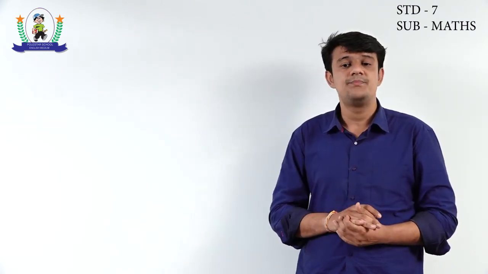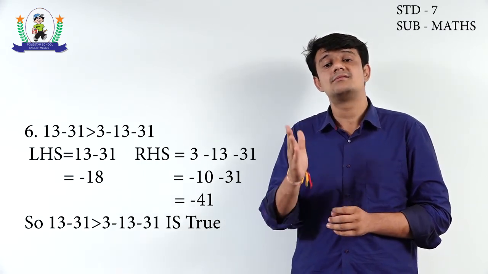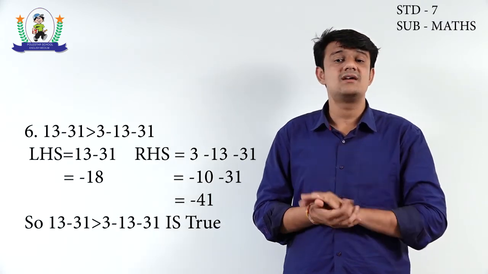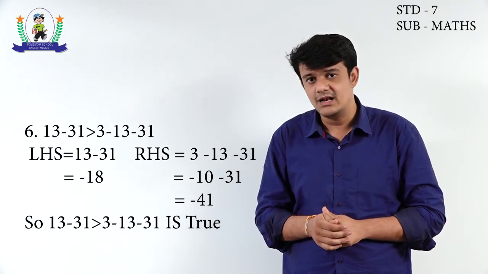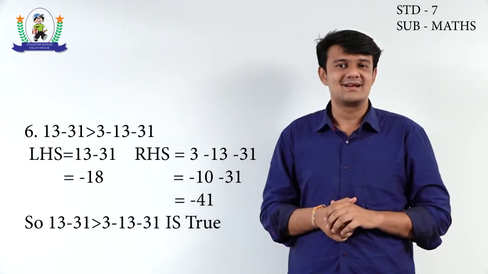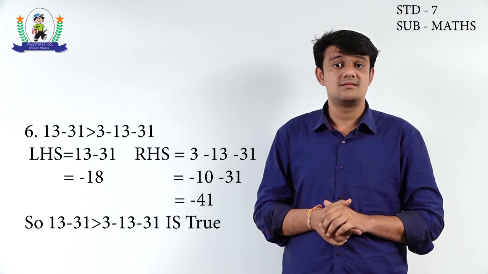Moving on to the last one, that is 13 minus 31 greater than 3 minus 13 minus 31. So moving with the left hand side. On the left hand side we have 13 minus 31. What could be the answer? Can you tell me? Yes, your answer is correct. 13 minus 31, your answer is minus 18.